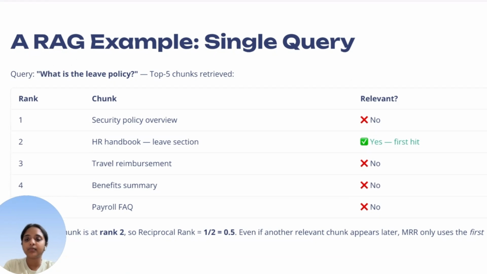So let's take an example. Suppose I have a question. The query is, what is the leave policy? This is a chatbot inside a company. Let's say 5 chunks are fetched: security policy, HR handbook leave section, travel reimbursement, benefit summary, payroll FAQ. Technically, the leave policy is located inside the HR handbook leave section. That is correct, but it is ranked 2. So our MRR calculation would be 1 by 2. The reciprocal would be 1 by 2.